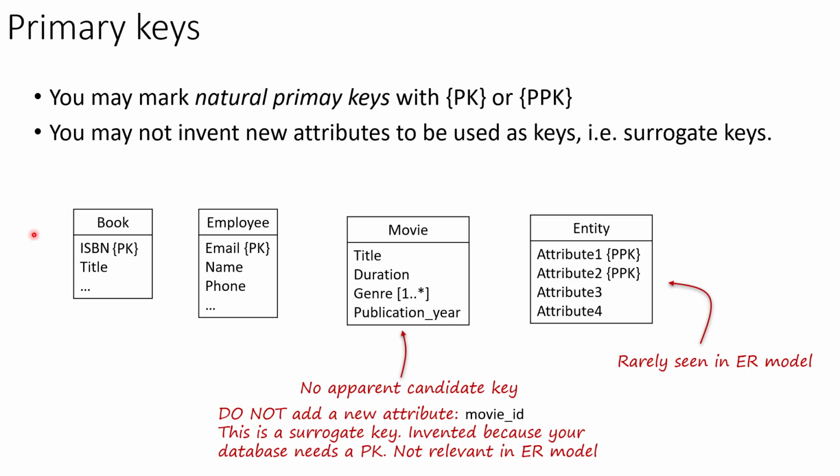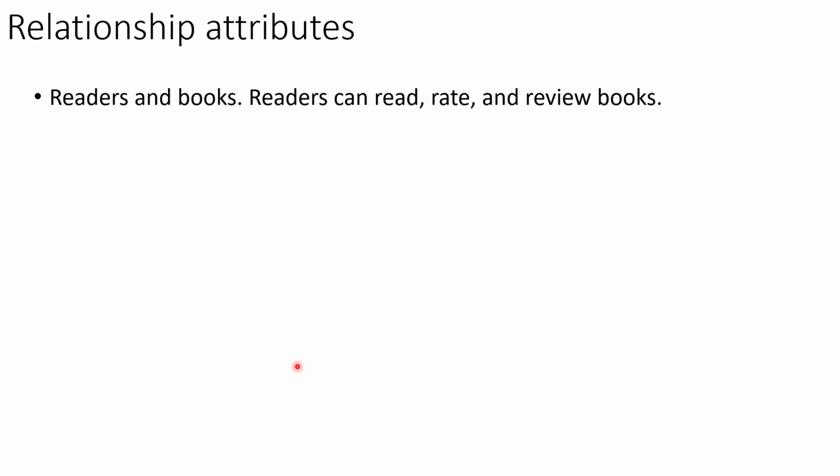These are the attributes on the entities. But I mentioned at the beginning of this video that there are also attributes on relationships sometimes. And in my example, I had readers and I had books, and readers can read a book and they can rate a book and they can review. And I've taken a sub example of the diagram you saw, because in the previous diagram I also had start date and finish date, but let's just go with read, rate, and review.